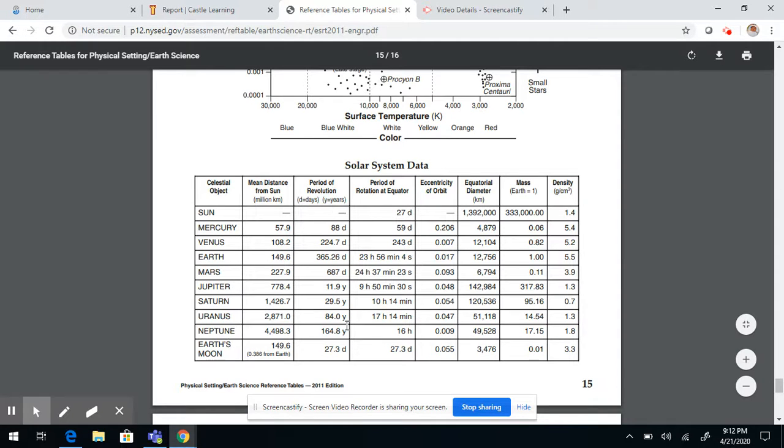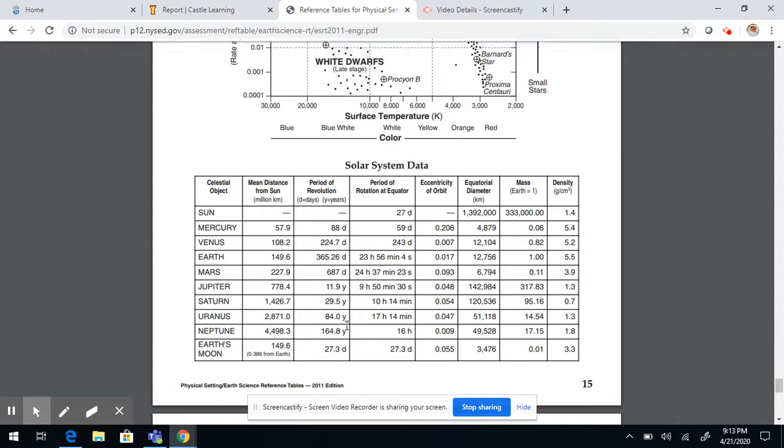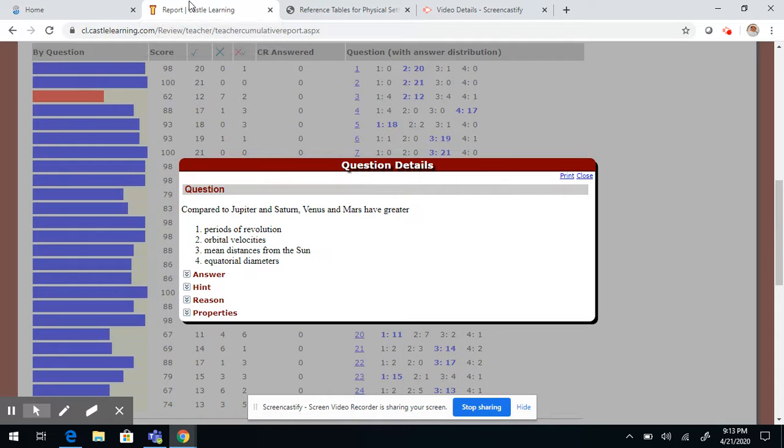Jupiter, Saturn, Uranus, large, right? Gaseous, low density, farther away from the sun. But you don't really see an answer for that for this guy. But if you remember, the things that are closer to the sun are going to have faster orbital velocities, right? Mercury is moving the fastest around its orbit, then Venus, all the way out to Pluto, which has an orbital revolution that takes 248 years. So the answer is orbital velocities because Venus and Mars are closer to the sun.